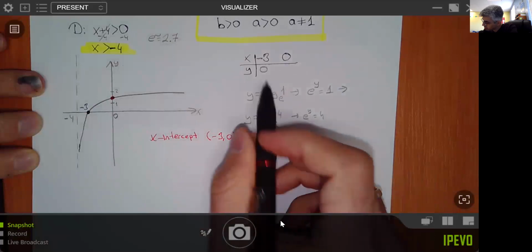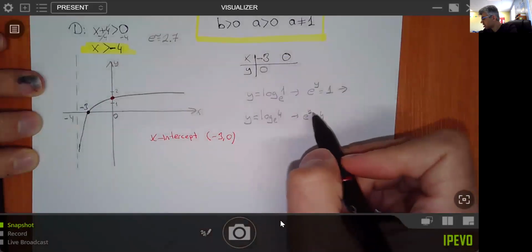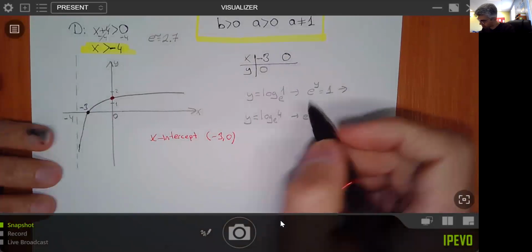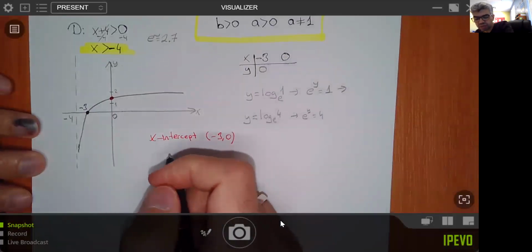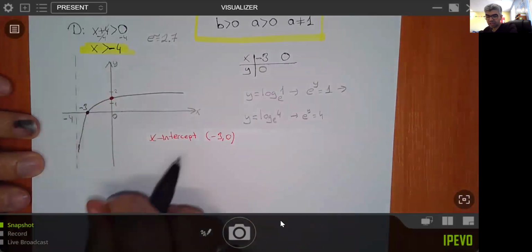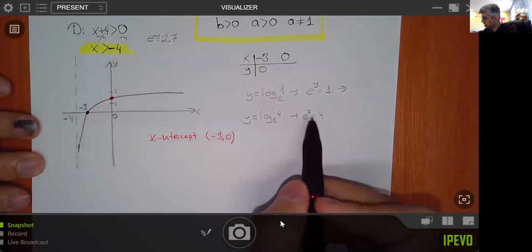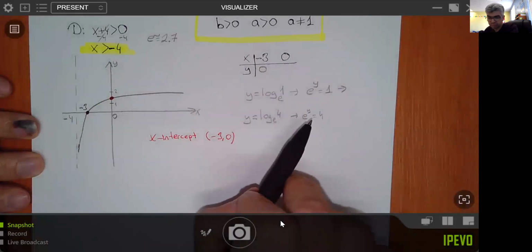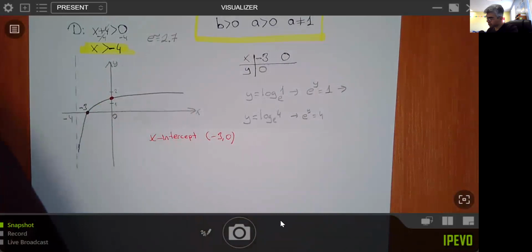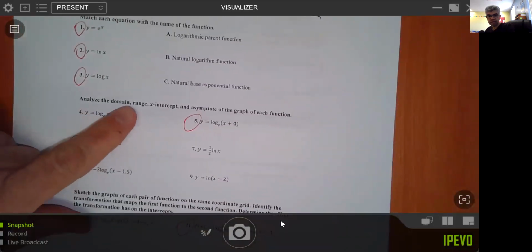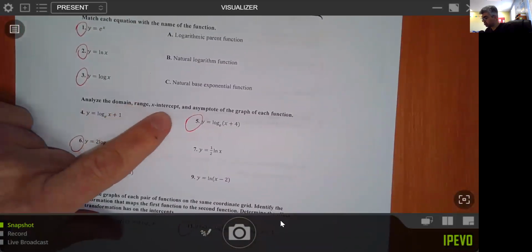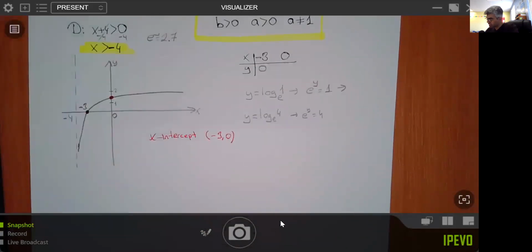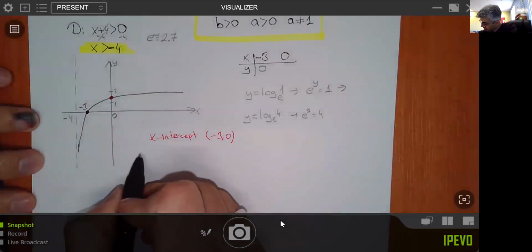So from here, e to the power of y is equal to 4. How do we write it? Actually, it doesn't ask the y-intercept, because we would need a calculator and we have to find ln. Okay, I don't write it. Here you see, it says range, x-intercept, and asymptote. It doesn't ask the y-intercept. So it's good.